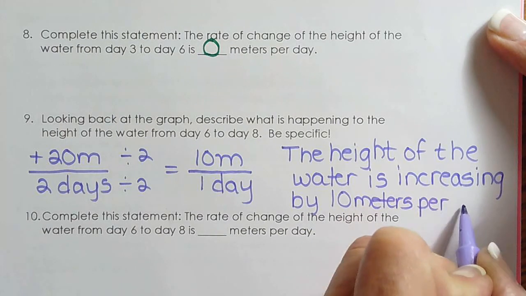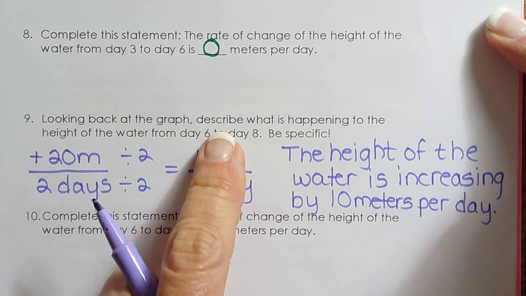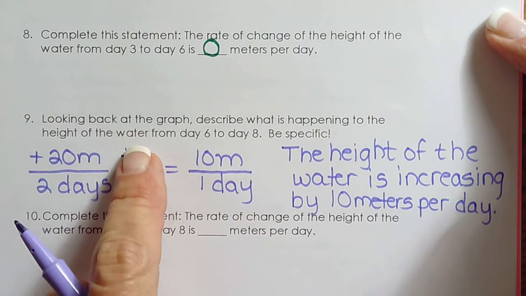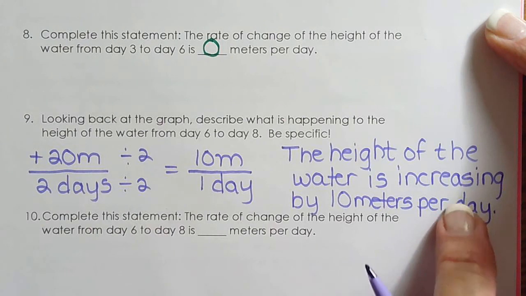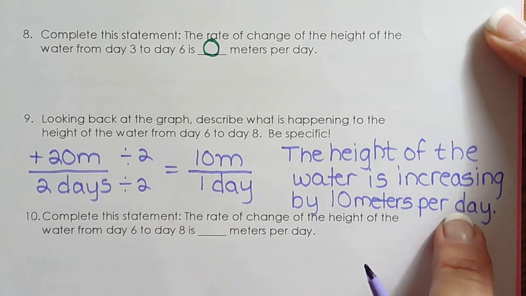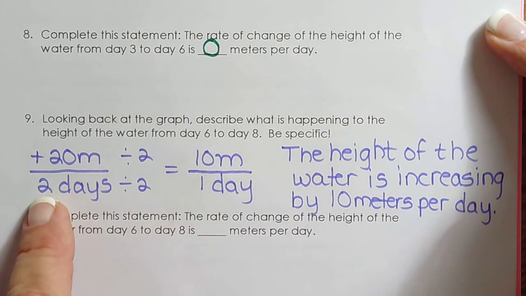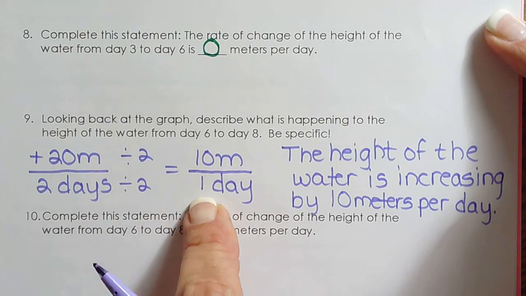So see the word per? Every time we're asked to write about or describe rate of change, we have to use the word per, and we want it per 1 unit. So per dollar, per day, per hour. So we want this to be 1 unit. It started as 2, but when we divided by 2, we turned it into a 1 unit of time.